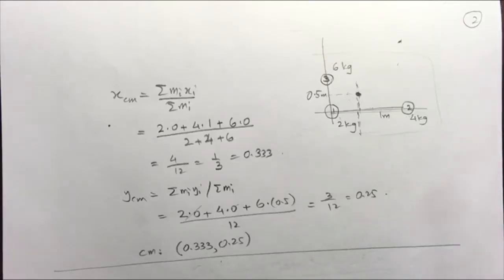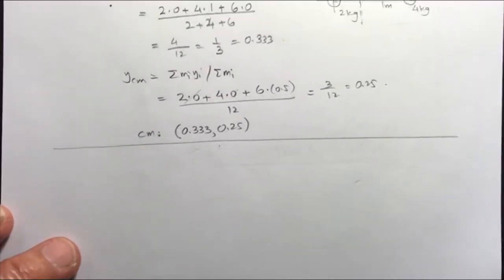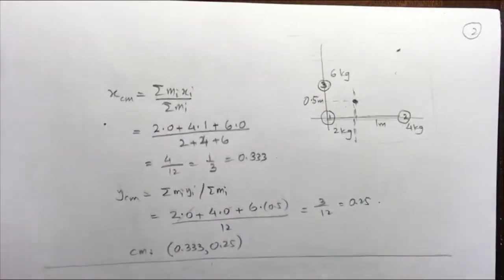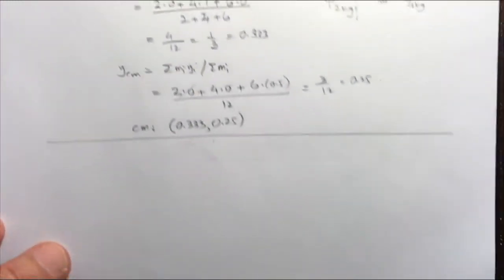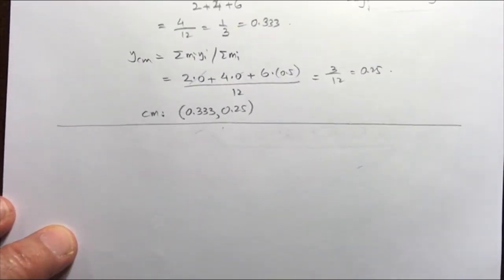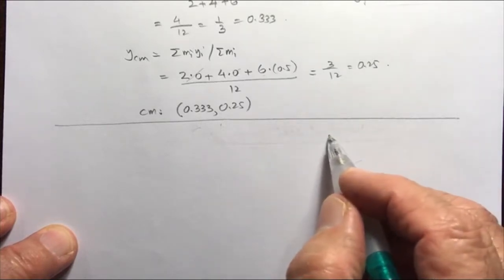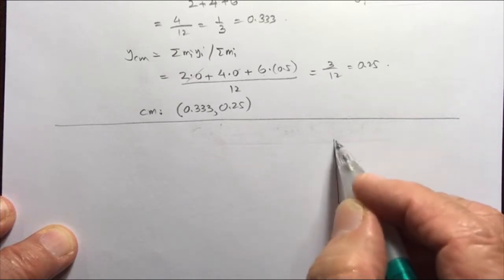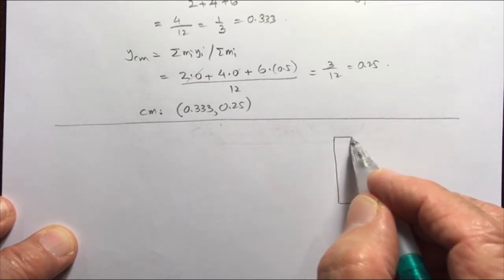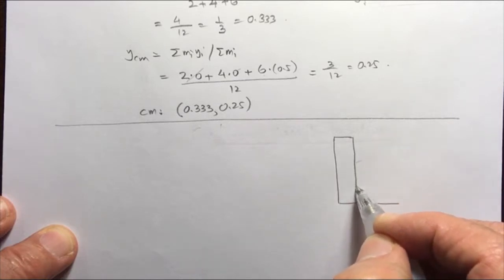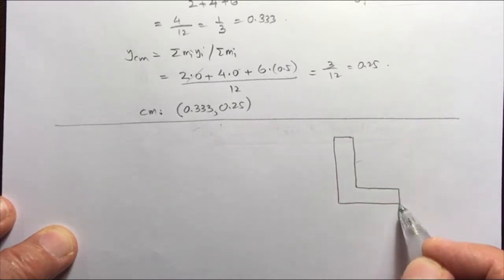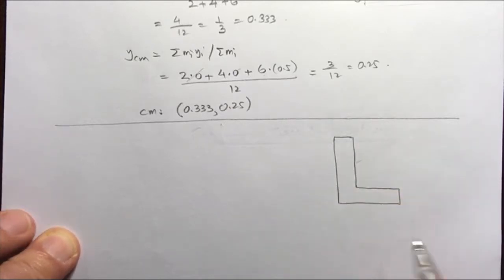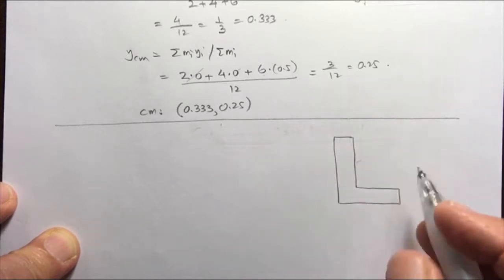Now let's consider how we could find the center of mass of an object that's not a collection of point masses like we had here, but is, for example, like the carpenter's square. Let's just say that it's made of steel. It's an L-shaped object, and it's about 6 inches here and 8 inches here.